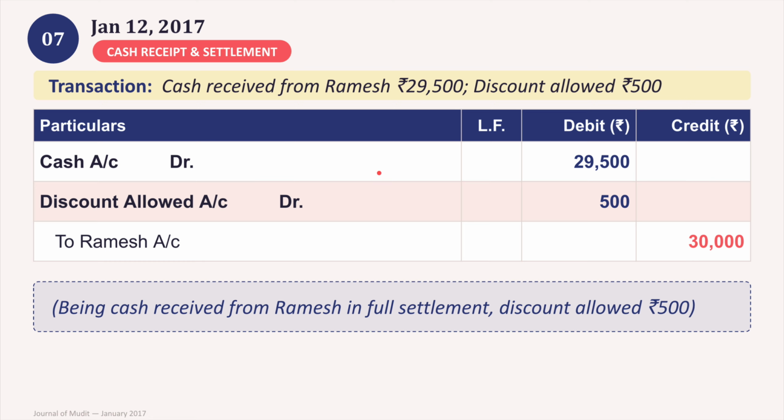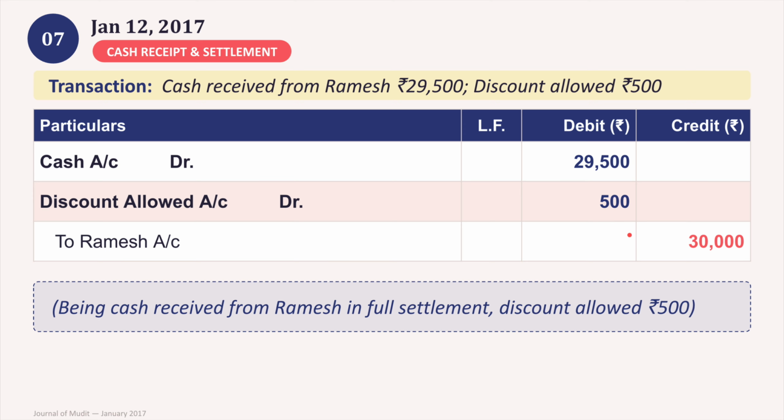Next, cash received from Ramesh 29,000, discount allowed 500. So again the same thing, what is coming in? Cash is coming in. Cash is a current asset, so we will debit the current asset cash account, debtor to discount allowed. Discount allowed is an expense because we are losing that 500. Okay, so we are treating that as an expense. So all the expenses have to be debited. So it is 29,500, 500 to Ramesh account. So the decrease in debtor. So debtor account, initially we debited Ramesh, now we have to credit him.